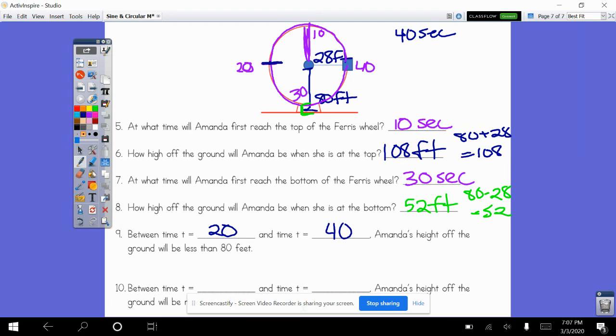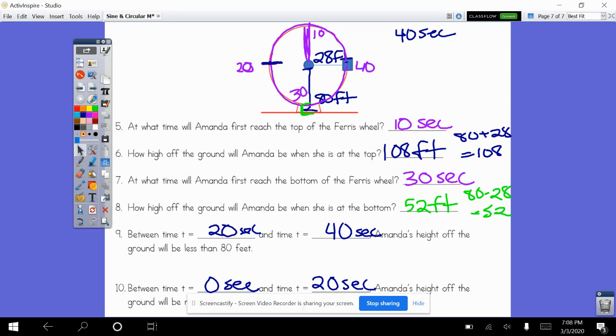20 to 40 seconds. Remember, here it's asking about time, so we're talking about seconds. We're not talking about degrees. And then when is she more than 80 feet? That's going to be from 0 seconds to 20 seconds. It's the other half of the time. She starts at 0, and then she's above the midline until 20 seconds. That's when she goes below, so from 0 to 20.